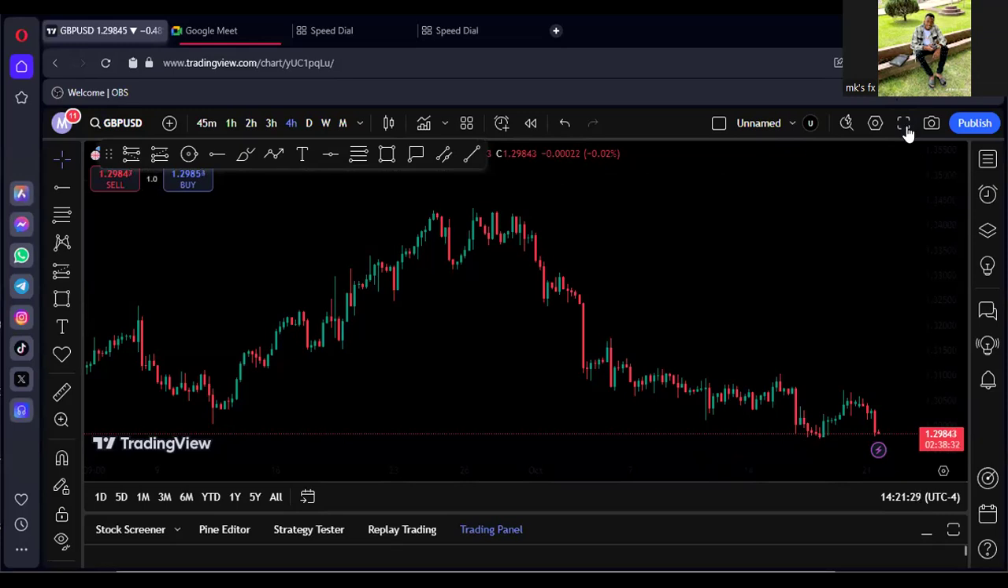So today, what are we talking about? Today, we'll simply be talking about how to identify a strong order block after a break of structure.